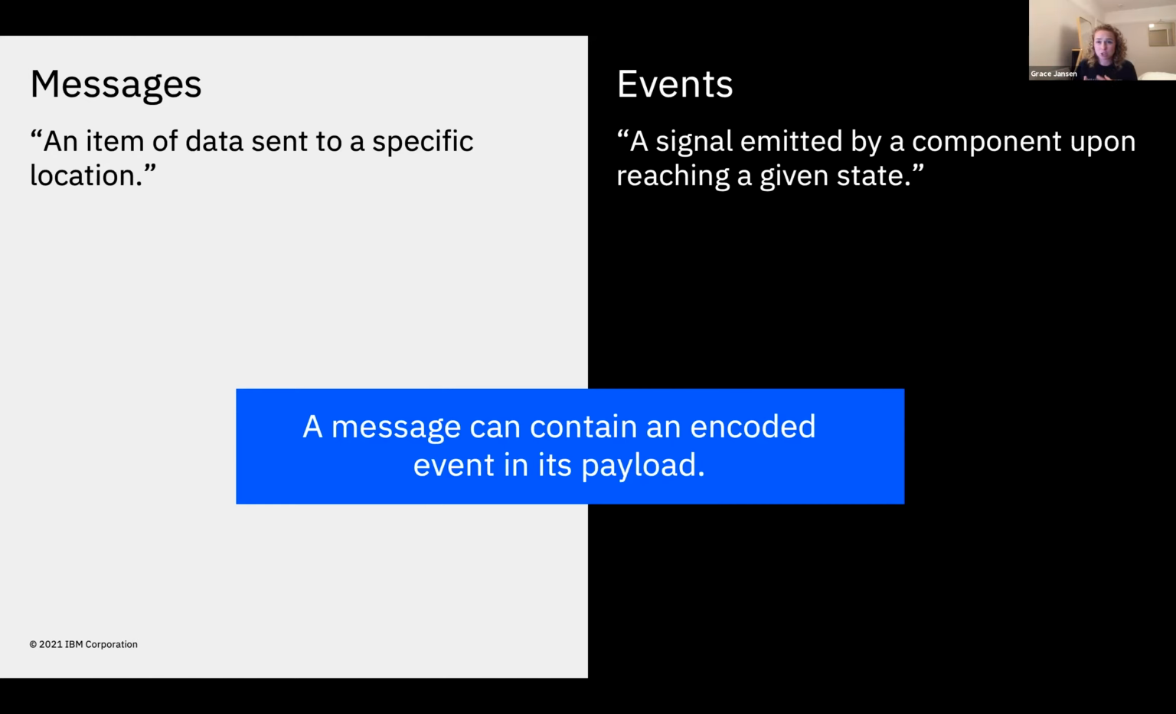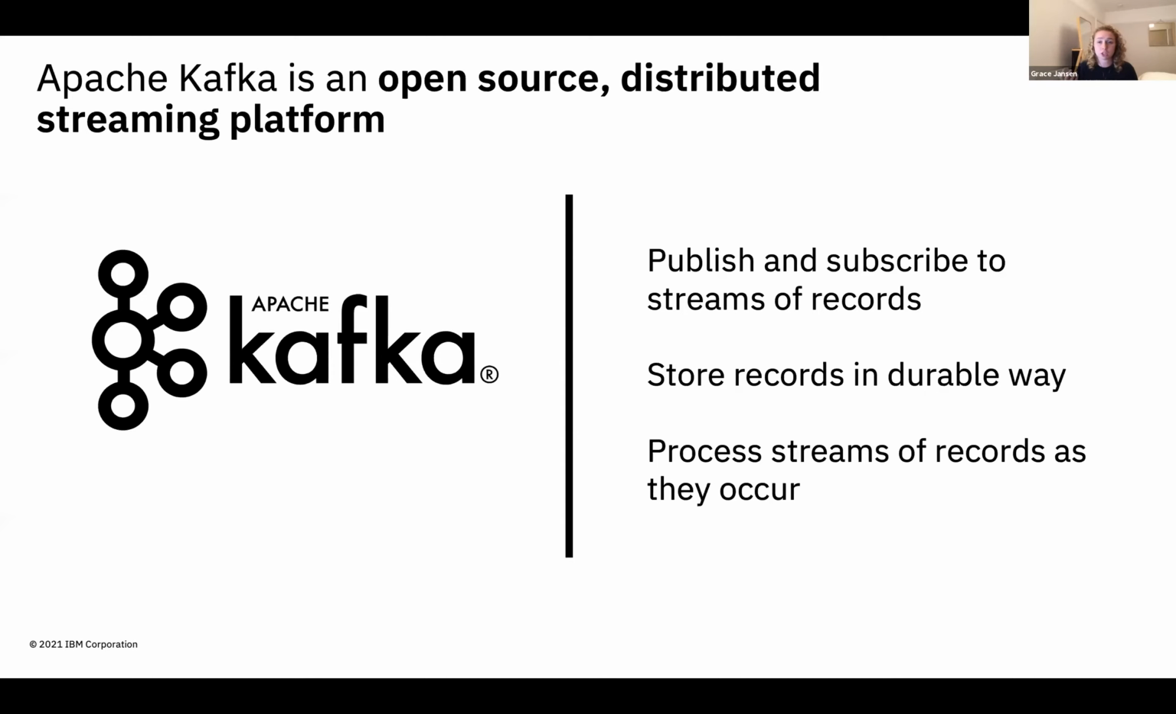But actually, interestingly, you can have a system where you have a message that can contain an encoded event in its payload. So you can kind of have this weird mesh of both as well. But actually, when it comes to utilizing tools like Apache Kafka, it really doesn't matter which type you use, because Apache Kafka doesn't specify whether it's messages or events that you're utilizing.